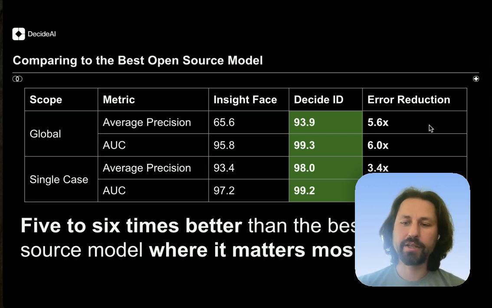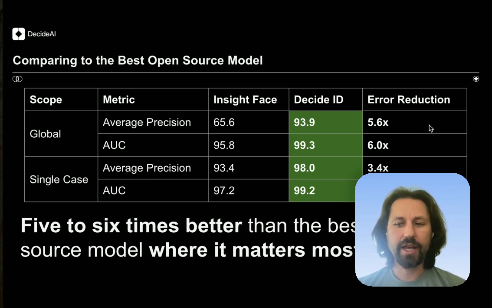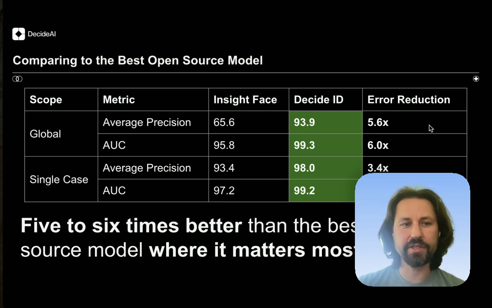But real quick, let's talk about what embeddings are. Embeddings are where we take an image and we convert that image into a series of numbers, 512 real, decimal place numbers, to represent what that person's face looks like.